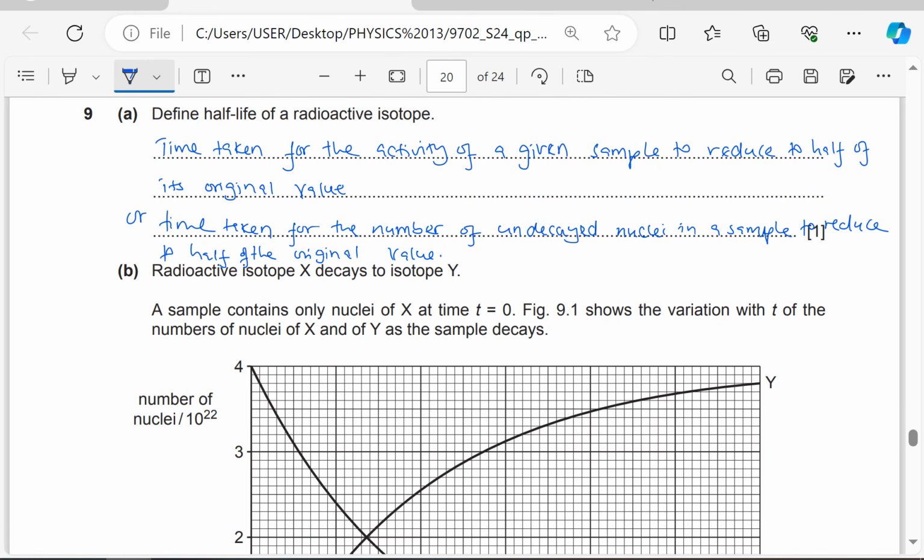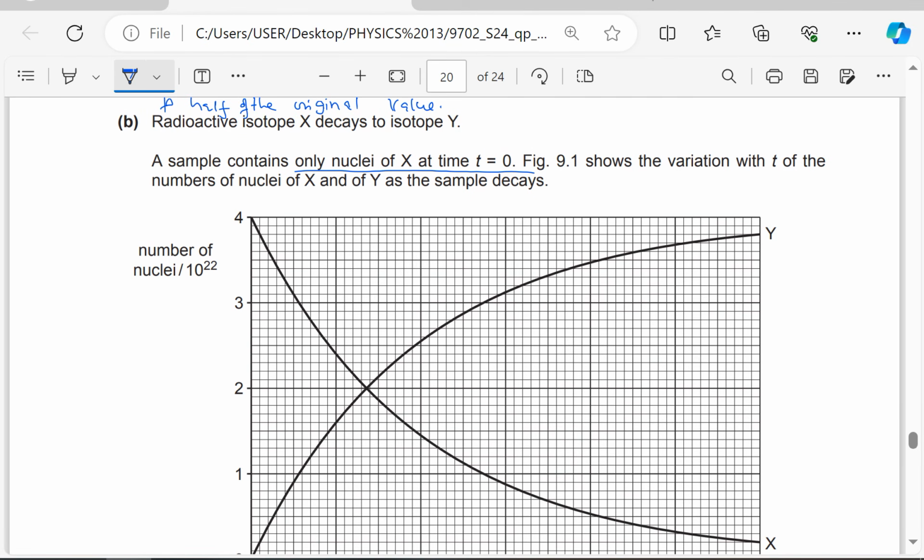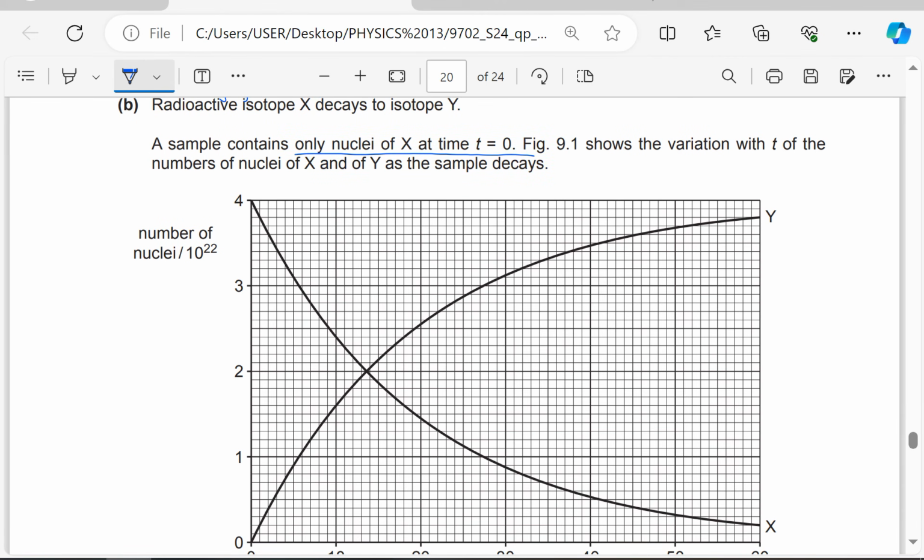Okay. Radioactive isotope X decays to isotope Y. A sample contains only nuclei of X at time t equals 0. At t equals 0, we only have X. The figure shows the variation with t of the numbers of nuclei of X and Y as the sample decays. So we are seeing that after decay, we only have X decaying and Y. That means Y is not decaying any further. So it means Y must be a stable isotope.